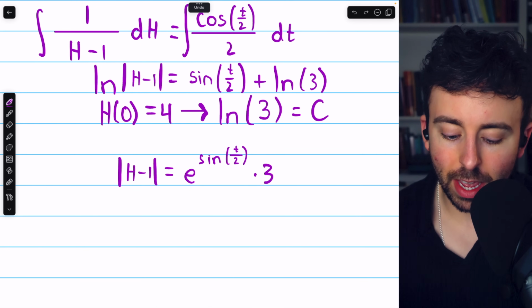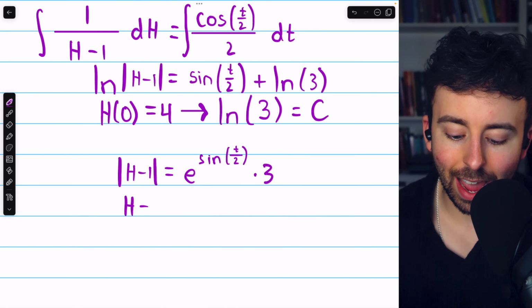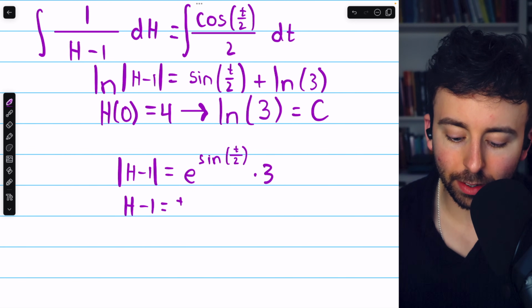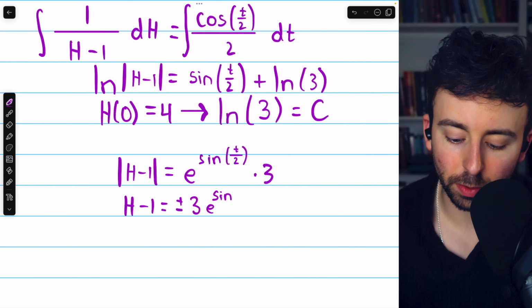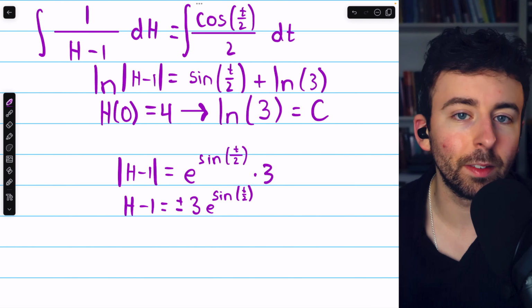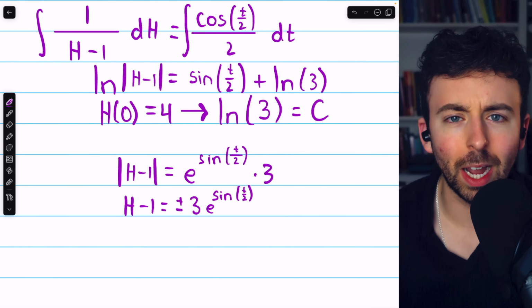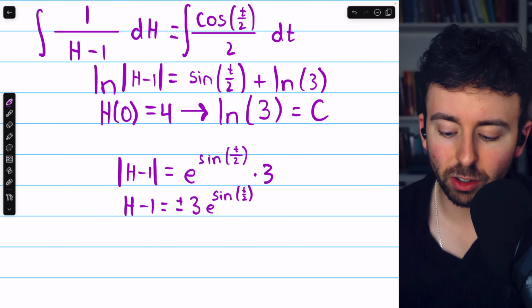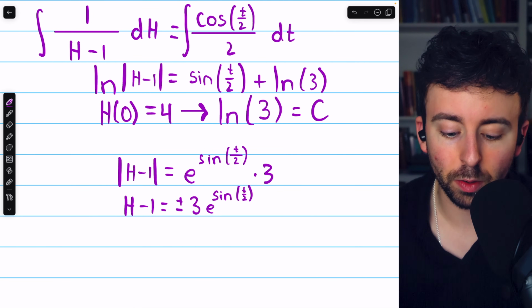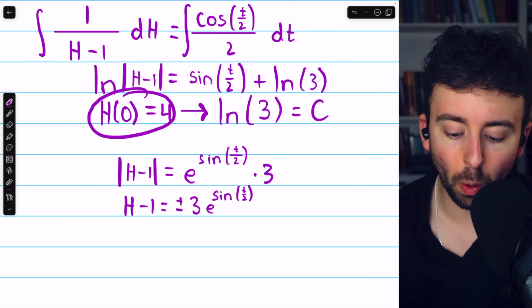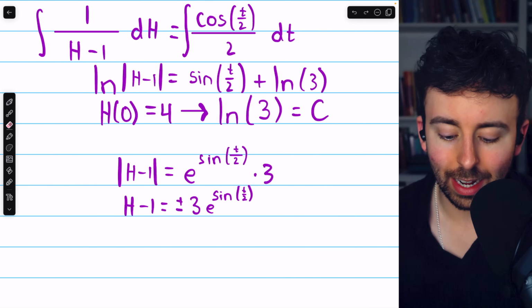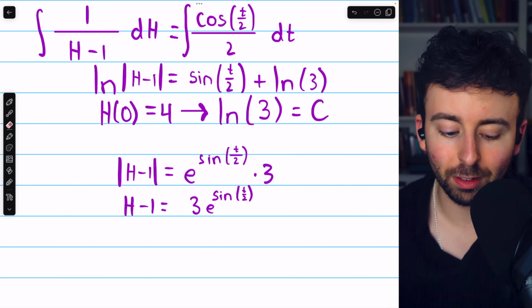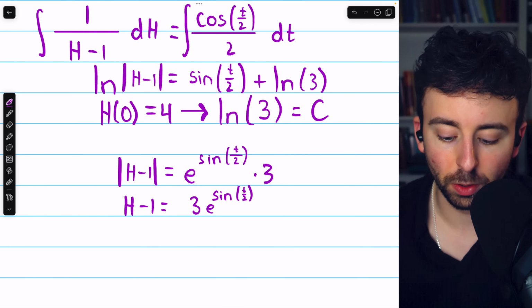So then to get rid of the absolute value, we could say that h minus 1 equals plus or minus 3 times e to the sine of t over 2. So is it the positive solution or is it the negative solution? Well, we know the initial condition gave us a positive value for h. h of 0 equals 4. So in fact, this must be the positive solution. It's not plus or minus, it's just plus for this particular solution.